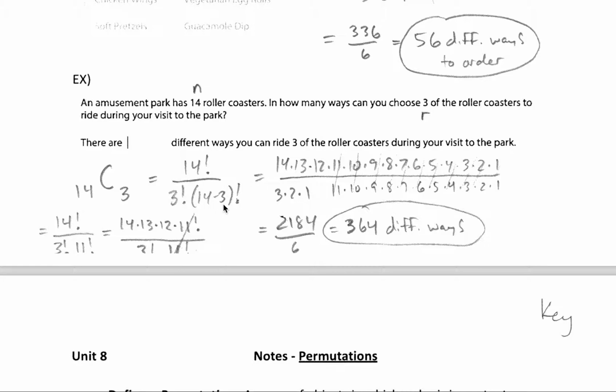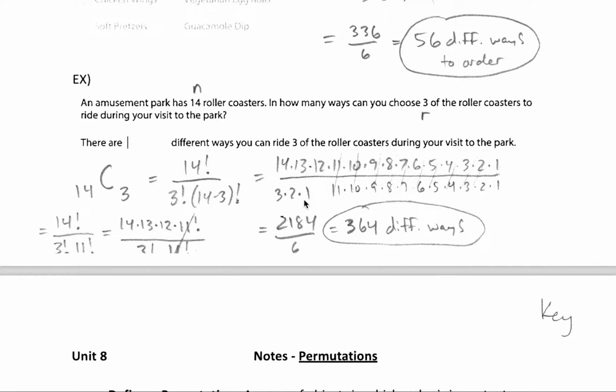14 minus 3 to simplify is going to be 11 factorial. So if we have 14 times 13 times 12 times 11 and everything underneath it, then that 11 factorial on top is going to be canceled by the 11 factorial on the bottom, leaving behind just 14 times 13 times 12 on top and the 3 factorial on the bottom, 3 times 2 times 1. So again, looking at that visual right here, it's a little cut off, but I know that 11 times everything underneath it is going to be on top as well as on the bottom, so we're canceling the 11 factorial, leaving behind that 14 times 13 times 12 on top and 3 times 2 times 1 on the bottom.